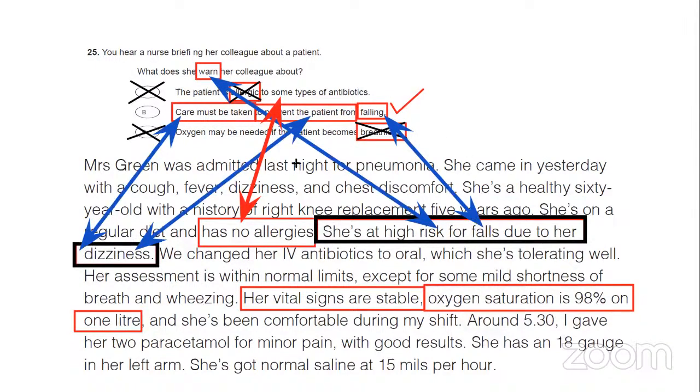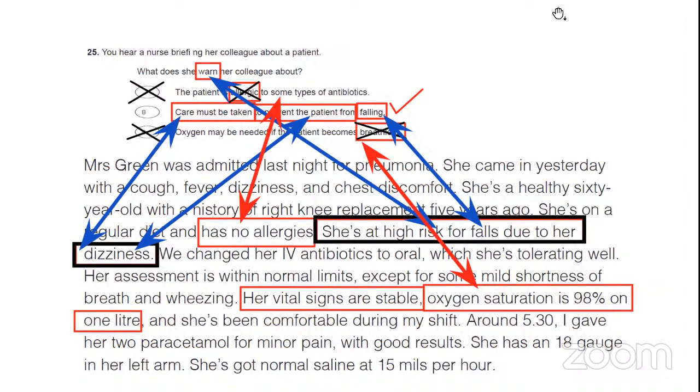Oxygen may be needed if the patient becomes breathless. How can he become breathless? Because his saturation is 98%. So this also is excluded. That's why I gave red marks. So questions you have to understand like this. Then only it will be easy for you to analyze the point.